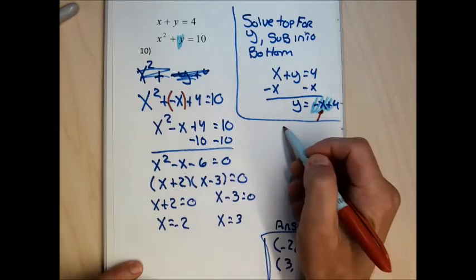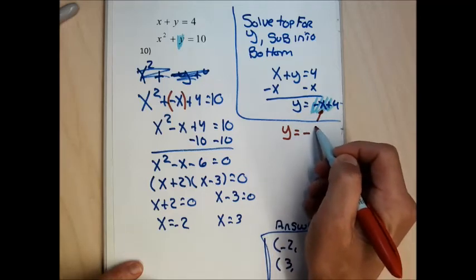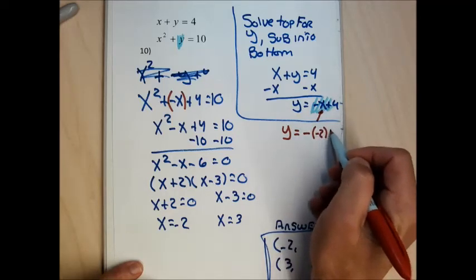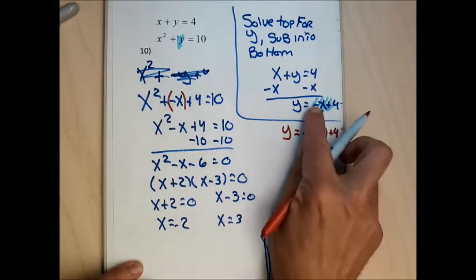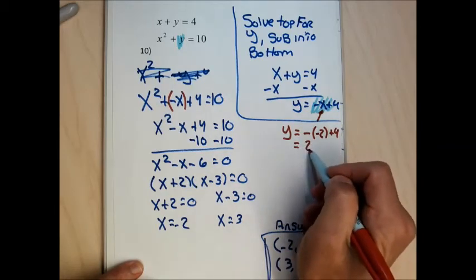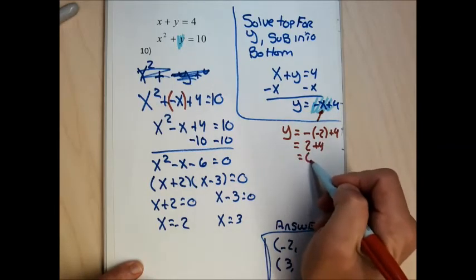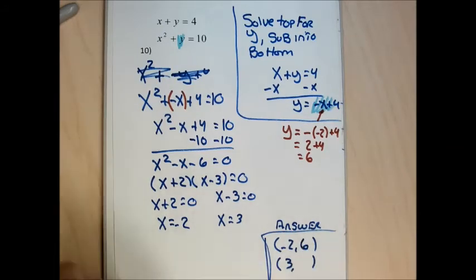So for the -2, I'm going to go y equals negative, and then plug -2 in for the x, plus 4. I had a double negative, so I picked up a parentheses there. One negative from the x, one negative from the 2. This is going to be 2 plus 4, which is 6. That 6 is going to go in the answer next to my -2.